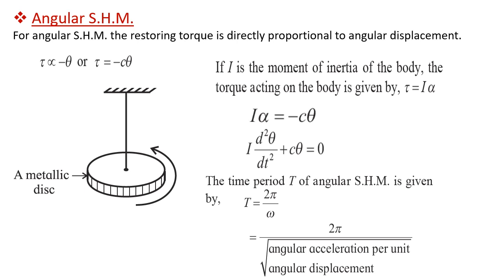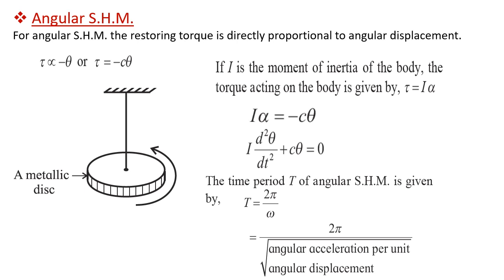Now let us try to understand this angular SHM more clearly with the help of the diagram, and also let us try to get the idea about how we can derive the differential equation for angular SHM. Now if you refer to the diagram, it shows a metallic disc which is attached centrally to a thin wire which is hanging from a rigid support.